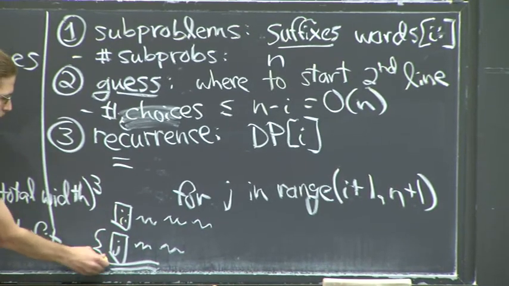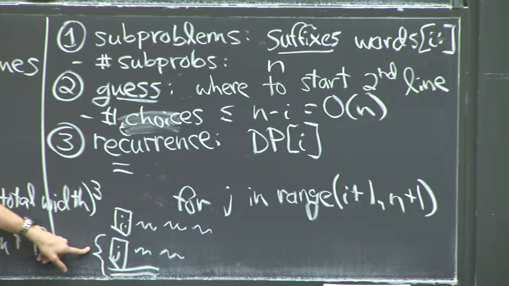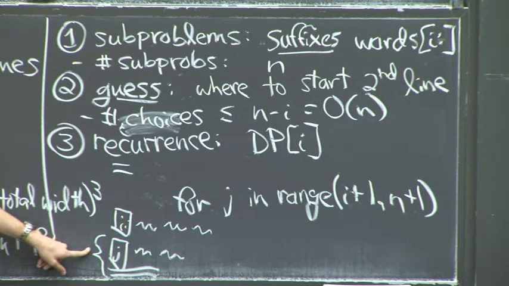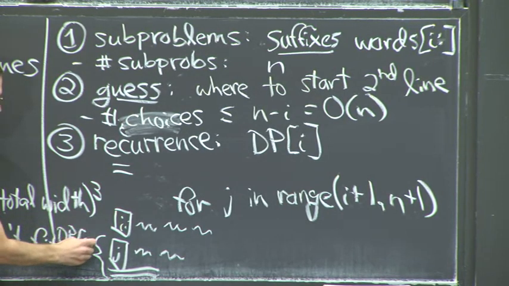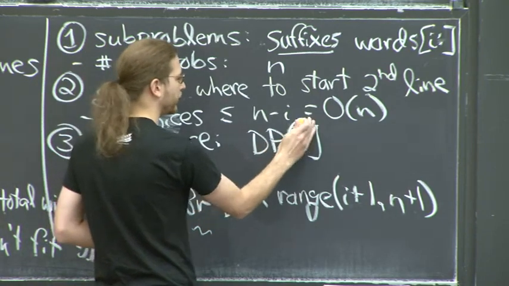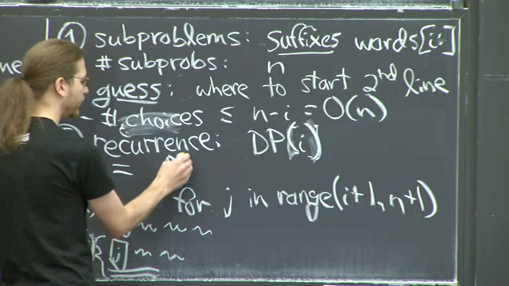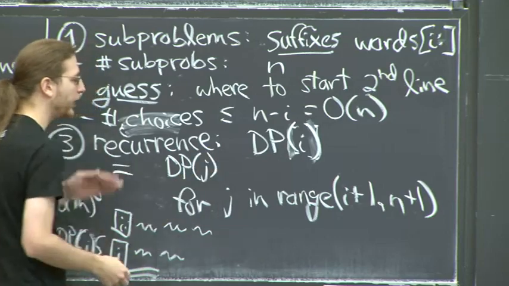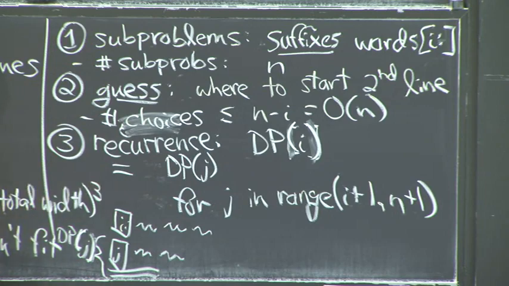But how can I use recursion to specify this? dp of j. Exactly. I guess if I'm doing recursion, I should use parentheses instead of brackets. But if you're doing it bottom up, it would be square brackets. So that's just dp of j. That's the cost of the rest of the problem. And I can assume that that's free to compute. This is the magic of dynamic programming.